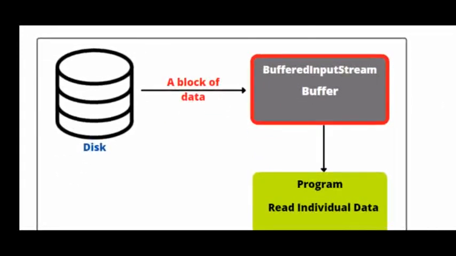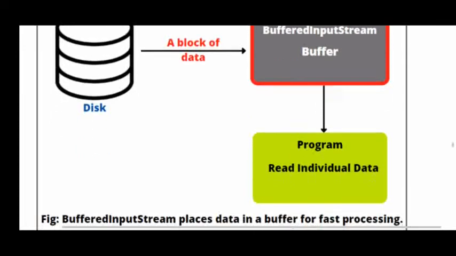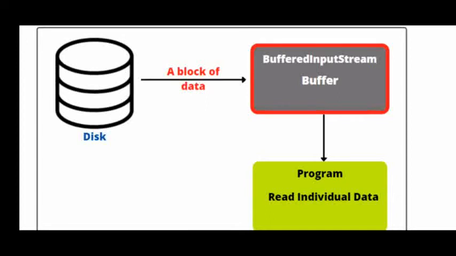See the program. First, look at the green color box. In this program, we read individual data. For example, I have written a program to collect data from a user. This is a Java program. Next, a buffered input stream is created, because in the program I have used buffered. Next, data is given from the hard disk. See, from left to right, the disk is a hard disk, for example. A block of data is given to the buffer stream. Say my hard disk is 2 GB, and only 20 bytes of memory I have given to the buffer stream.